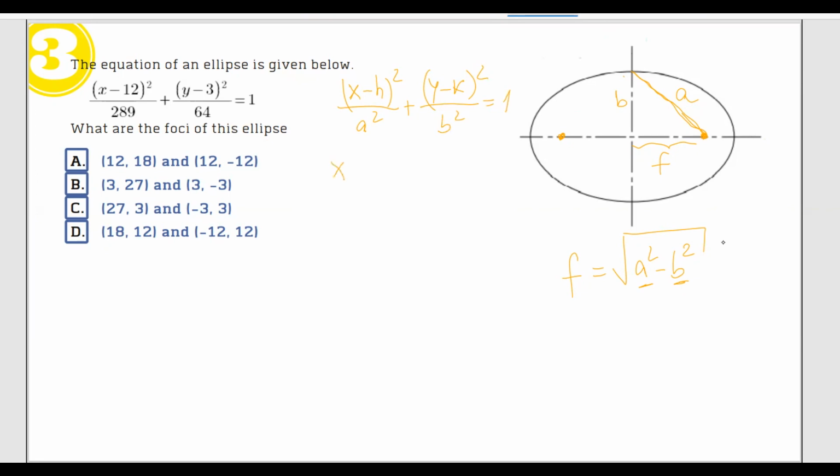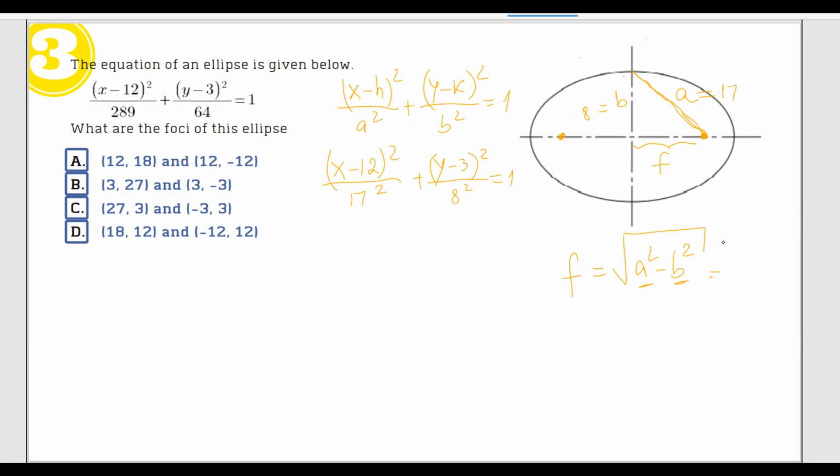So in this case, if we rewrite this equation, we have x minus 12 squared over 289, which is a squared, so I get 17 squared, plus y minus 3 squared over 8 squared equals 1. So we just know that B is equal to 8 and A is equal to 17.